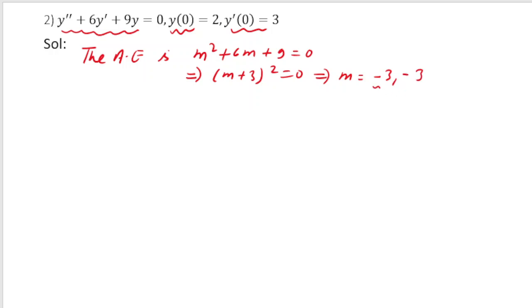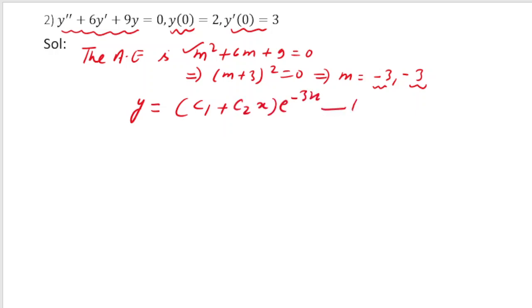Don't make the mistake of writing just minus 3. You have a degree 2 polynomial here, so it should have two roots. The roots should be 2. Of course they are repeated, but they are counted as two roots. So what will be the general solution? The general solution will be (c1 plus c2 x) into e to the power minus 3x.